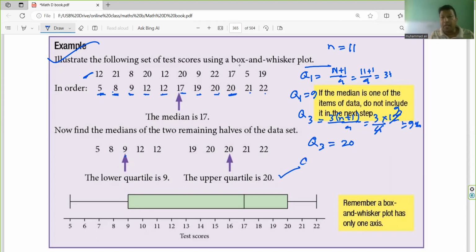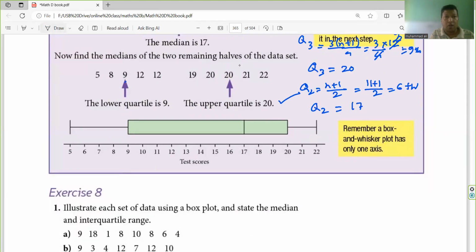And for the median Q2, we'll write n plus 1 divided by 2. N is here 11, plus 1, divided by 2. It will be the 6 position value that will be the median. So here 1, 2, 3, 4, 5, 6. So our 6 position value is 17. So the median is 17.